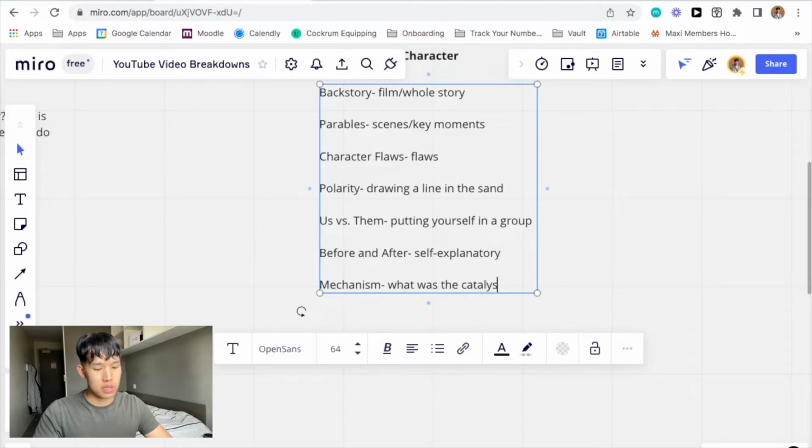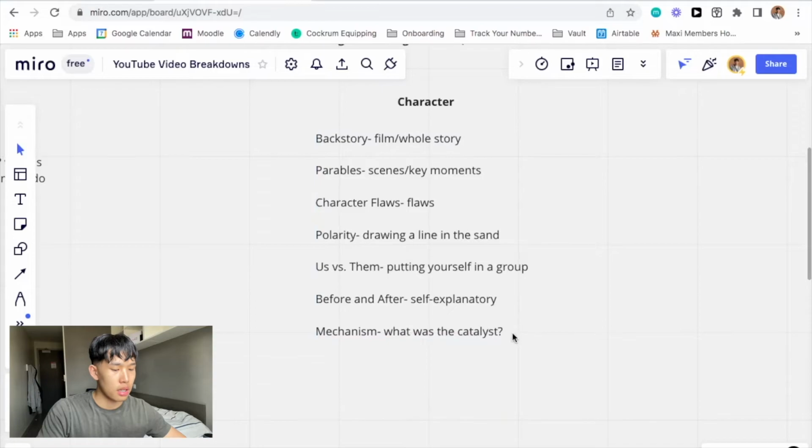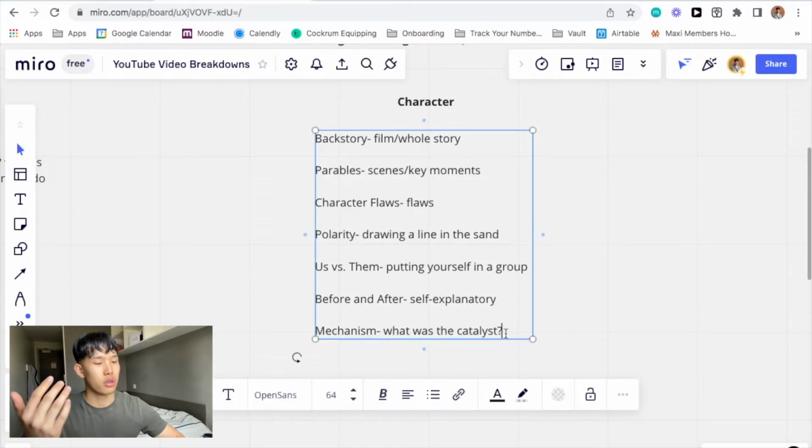I'm gonna put, what was the catalyst? Because, what was the catalyst? What was the vehicle that got you from before and after? For example, if you're a business coach, it'll be business, entrepreneurship, it will be coaching, online coaching. And why? Because that's how you make money and you learn a skill.